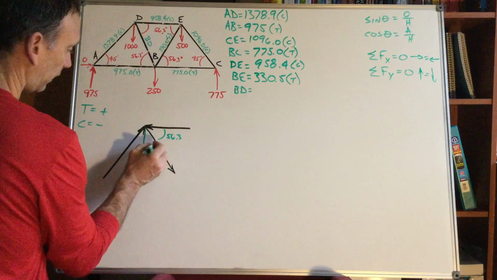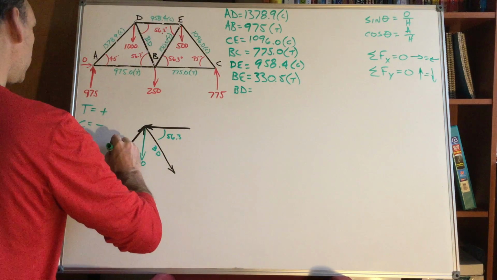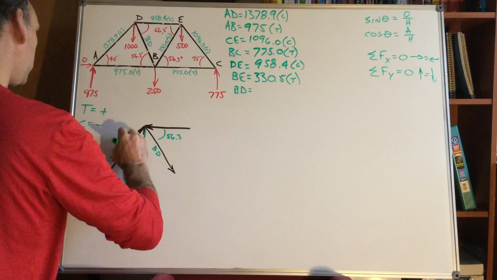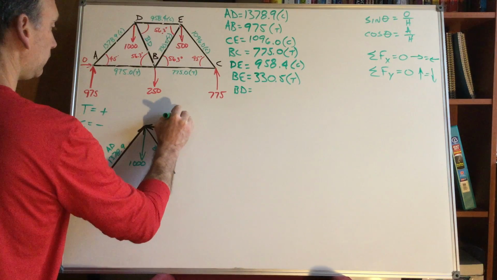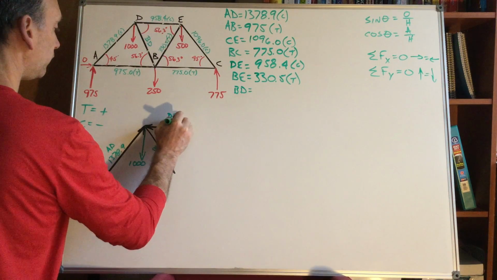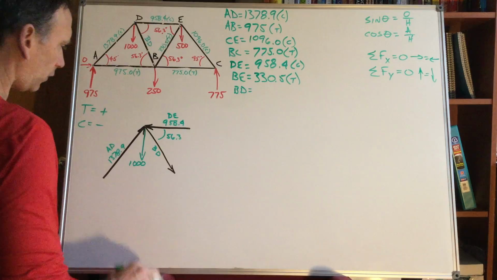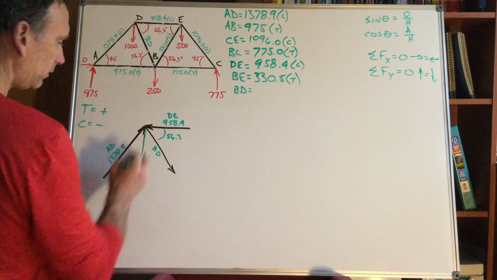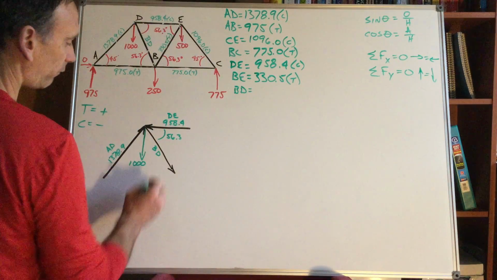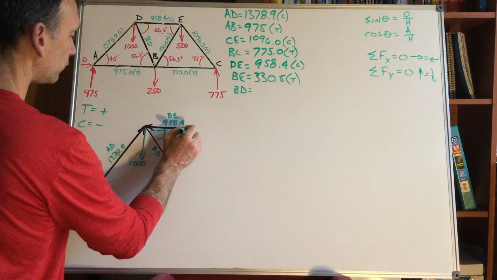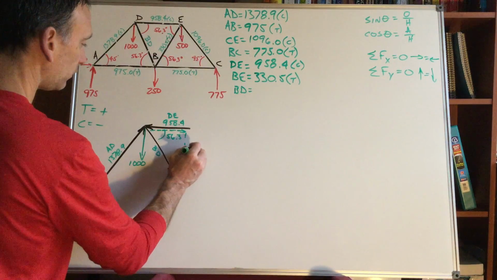So this happens to be BD. This happens to be 1,378.9, and that's AD. This one happens to be DE, and it is 958.4. Again, we need the X and the Y components for BD. Since we're assuming it's in tension, we're going to draw it like that. So this is BDY.